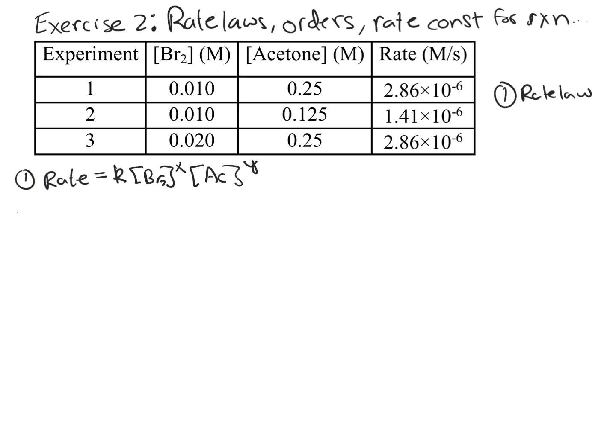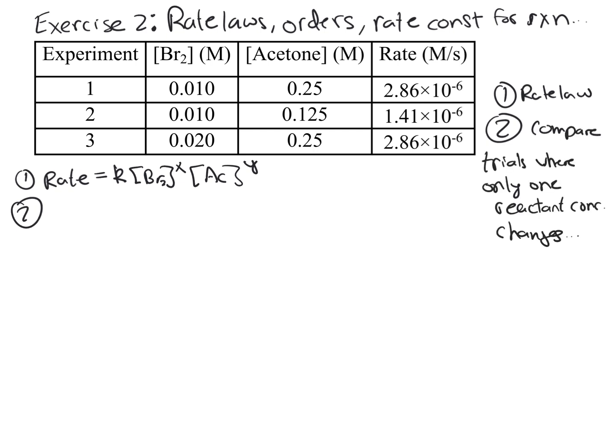Number 2, we need to do those comparisons to figure out the order in each reactant. So the idea there is we want to look for places where only one reactant concentration changes. In this case, maybe I'll show the full mathematical approach this time, as well as just that qualitative, what doubles, what stays the same. If I compare trials 1 and 2, that will be a good way to figure out the order in acetone, because Br2 is constant, that's our control. Acetone doubles, so if I go from 2 to 1, acetone doubles. And the rate looks like it's probably just going to about double.